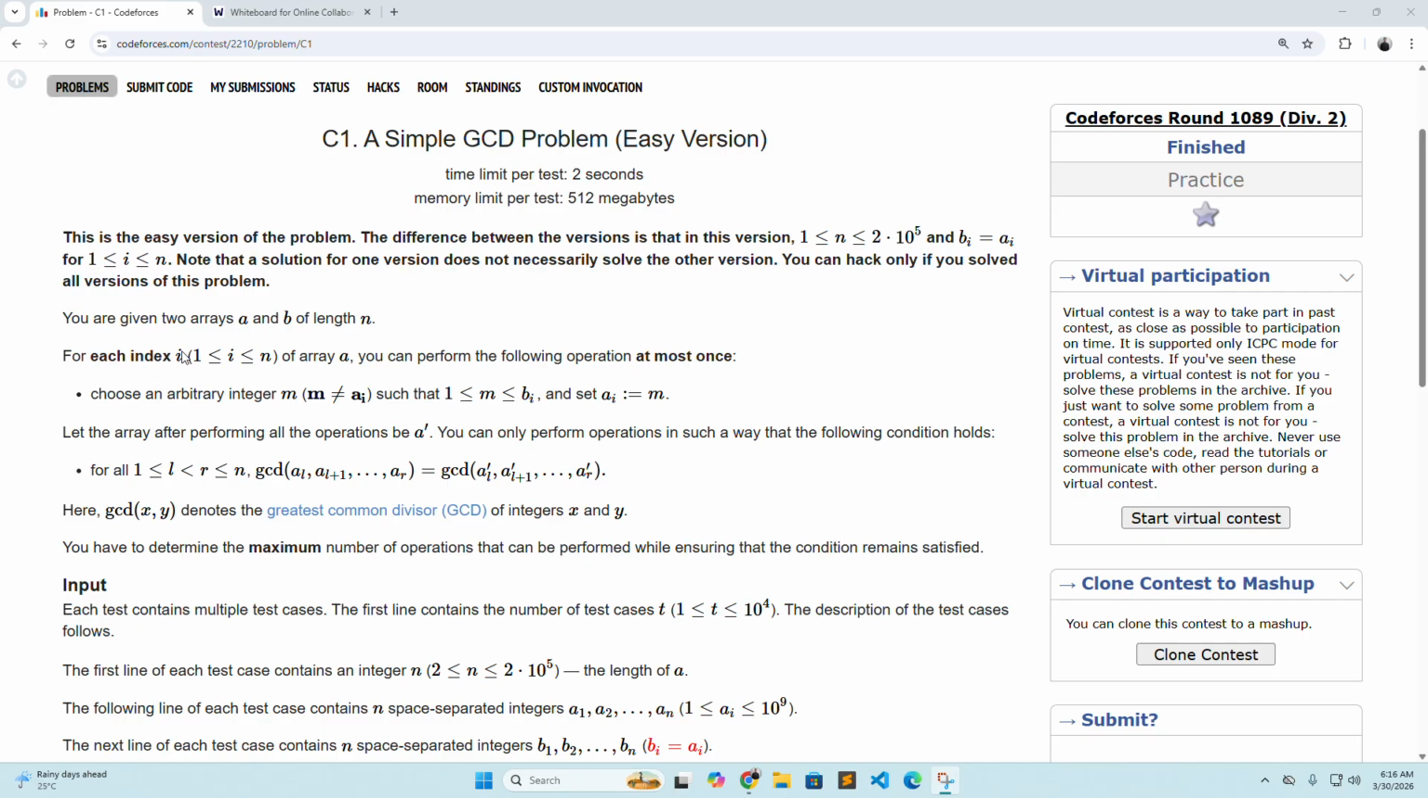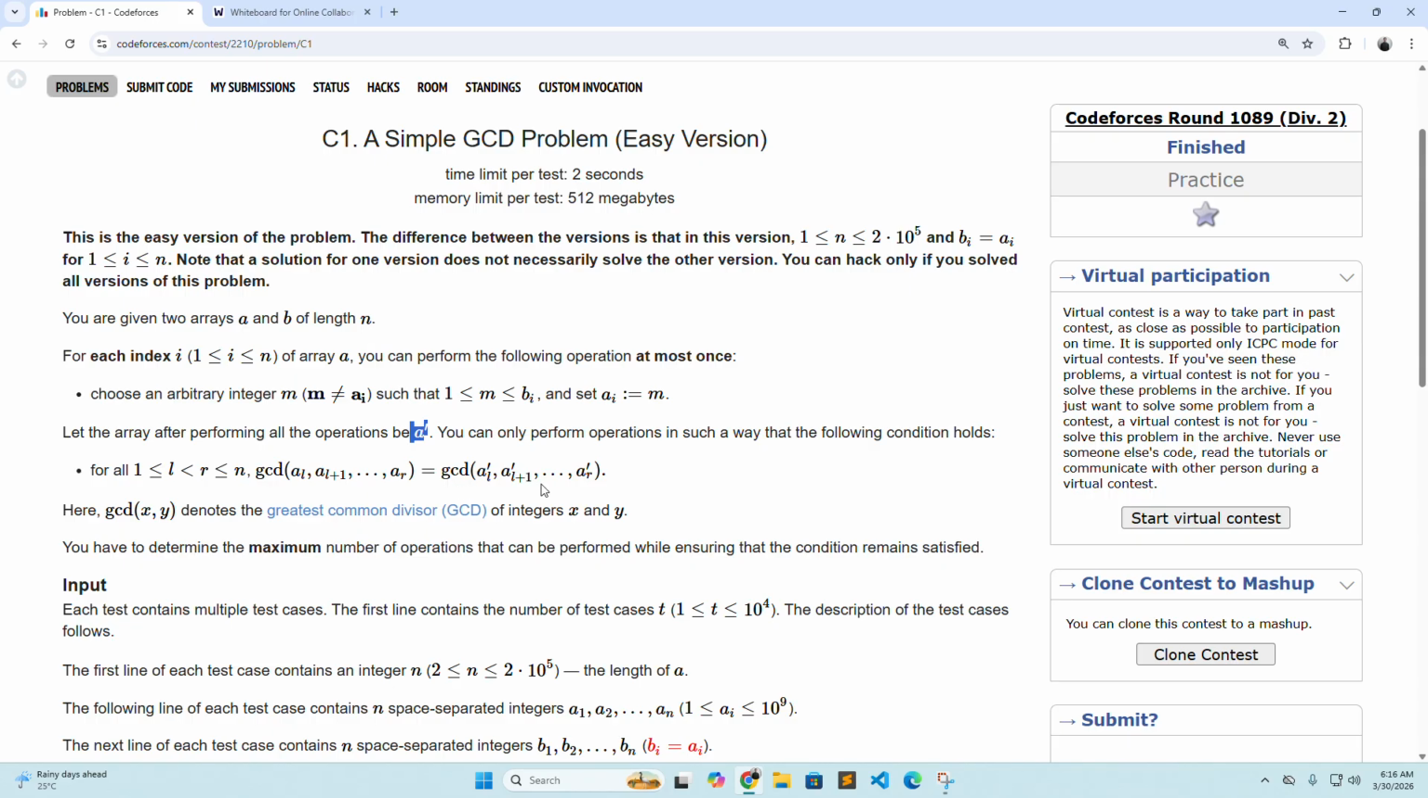Choose an arbitrary integer m such that m is between 1 and b of i, and set a of i to m, and it is marked that m is not equal to a of i. Let the array after all the operations be a prime. You can only perform the operation in such a way that the following condition holds: GCD of a l to a r is equal to GCD of a dash l to a dash r.